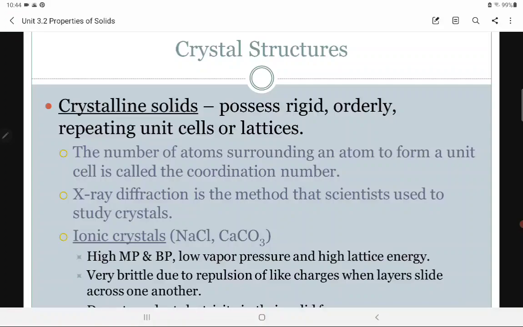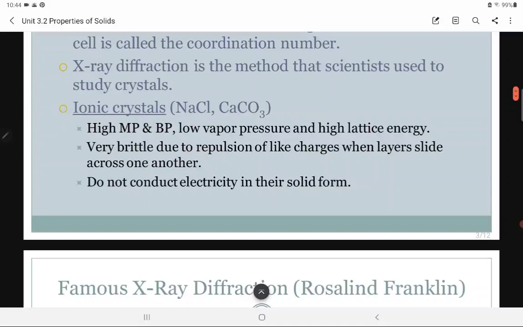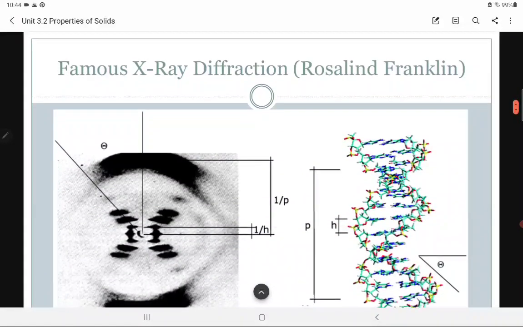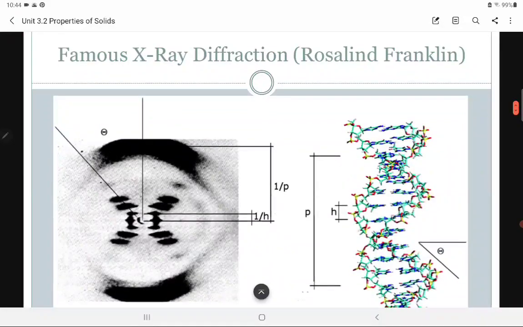They have high lattice energy. I guess because they have high lattice energy, they have those different properties. And that's that strong Coulombic attraction between the cation and the anion. If they're in that lattice structure form, they don't conduct electricity. But if you put them into water and they dissolve and become mobile ions, then they can conduct electricity.